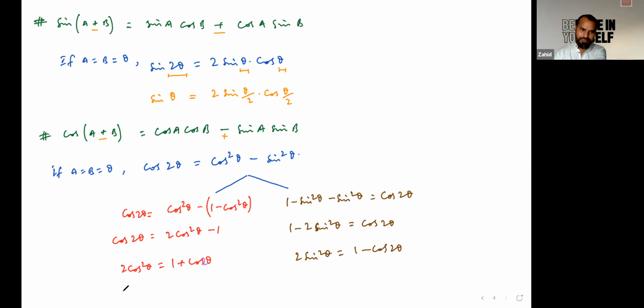If there would be theta at this particular point, it would become theta by 2. So we can write it as 2 times cos square theta by 2 is equals to 1 plus cos theta. Similarly, if we have twice theta at this particular point, we can change this theta to theta by 2, it will become sine square theta by 2 is equals to 1 minus cos of theta.